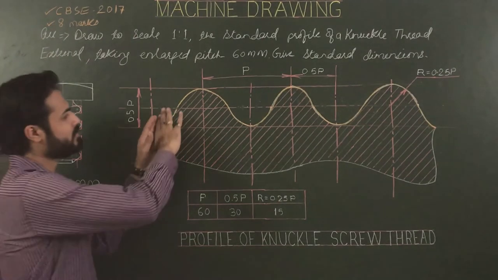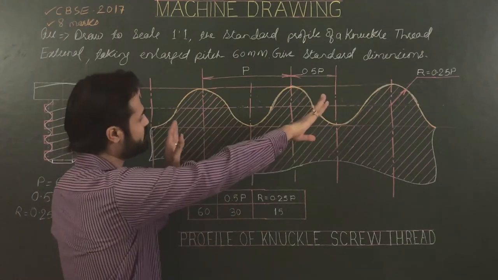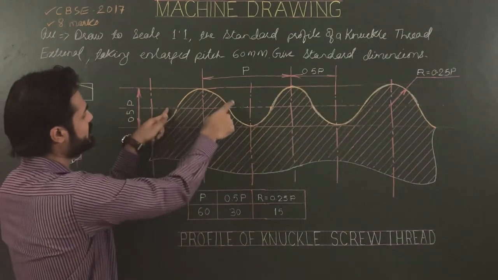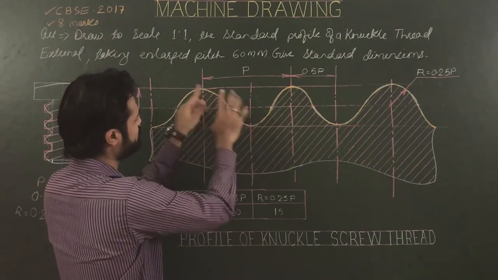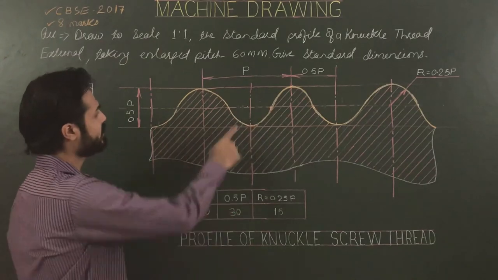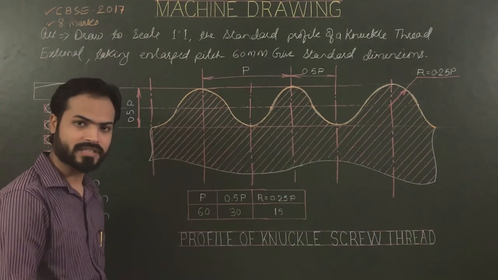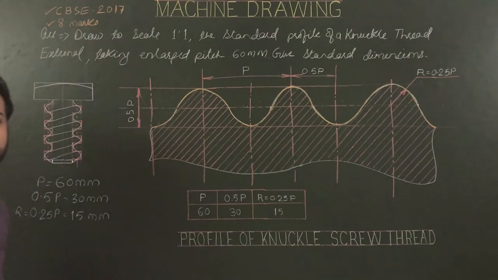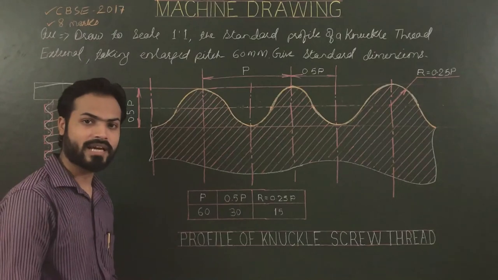This thread is a combination of circles, upper semicircle and lower semicircle, and so on. Upper semicircle from this center and lower semicircle from this center. So it's a combination of circular threads. That is why this thread can withstand high wear and rough usage. And that is why this type of thread is also used in railway coupling carriage.